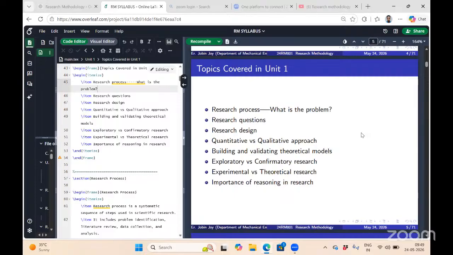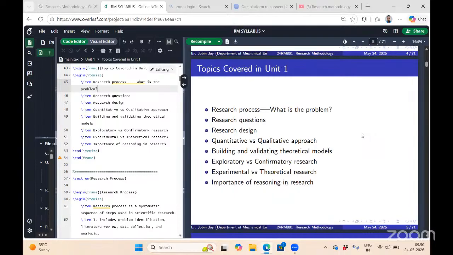Then experimental versus theoretical research. I have mentioned the difference between exploratory and confirmatory. Exploratory means you will be exploring new ideas, new concepts, new theories, etc. Confirmatory research means you have existing theories, existing information. After completing the research, you will make sure that this theory is correct. You will be confirming it. That is the difference between exploratory and confirmatory research.